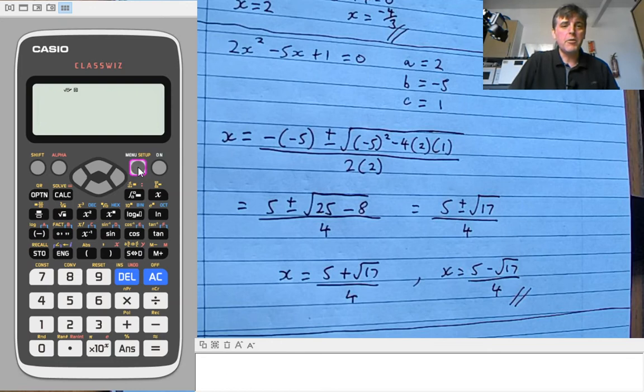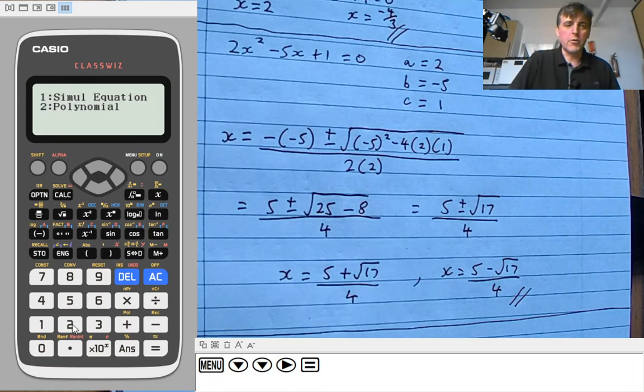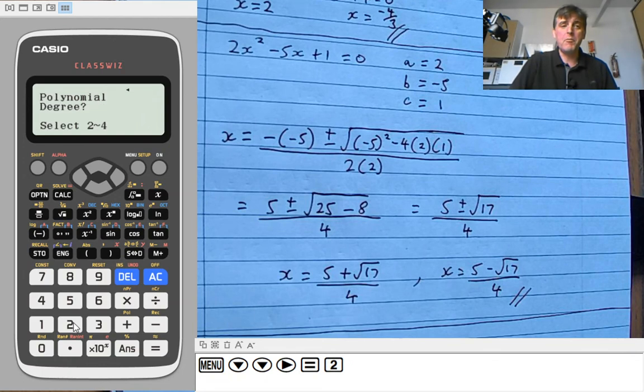So we need to go to the menu, and we need to go down to, I think it's option A here, which is this one here. There it is. The equation option is in there. It equals. And we want to solve a polynomial equation. So quadratic equations are a form of polynomial equation of degree 2. And the reason it's degree 2 is because the highest power of x is x squared, x to the power 2. So we need to choose polynomial degree 2, and then we just put the details in.